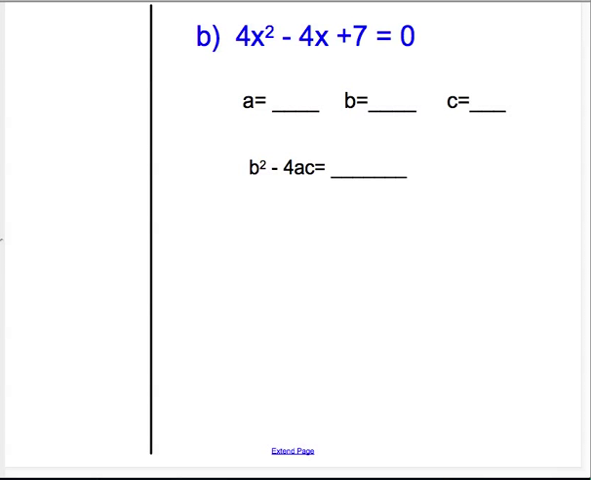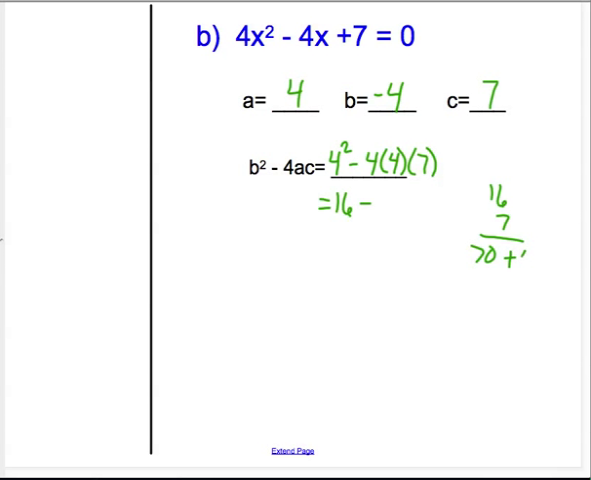Our coefficient of x squared this time is 4. Our coefficient of x is negative 4, and our constant is positive 7. With this one, again, you can drop the negative. B squared is the same as 4 squared minus 4 times a times c. 4 squared is 16. 16 times 7, I did not work this one out ahead of time. We get 70 plus 42, which is 112. And when we subtract, we get negative 96, which is negative. We can't take the square root of a negative, so there are 0 solutions.